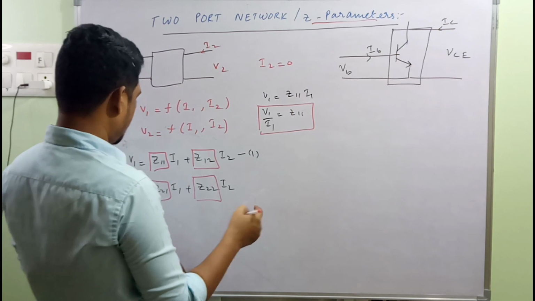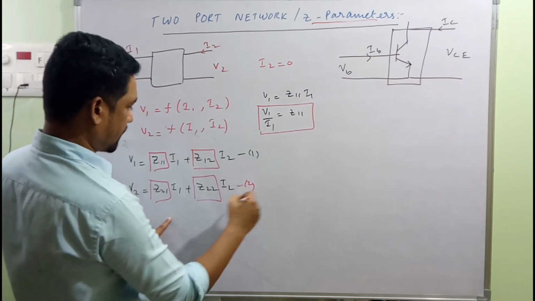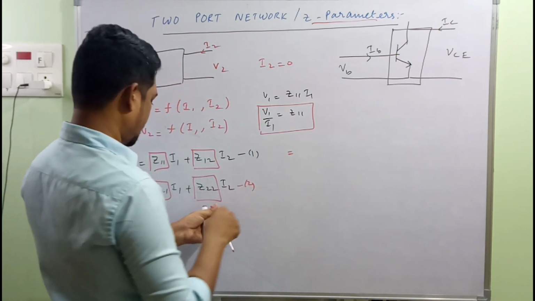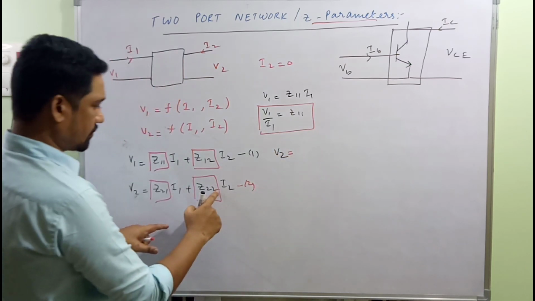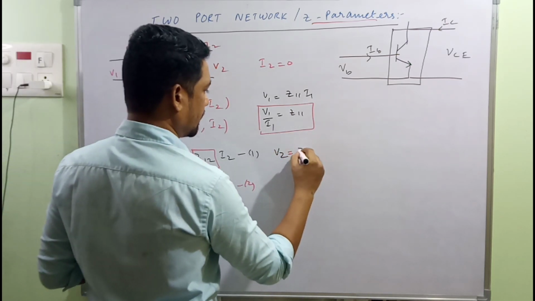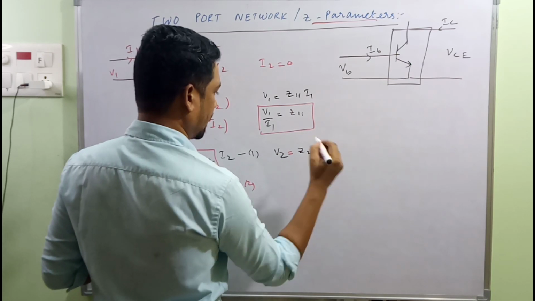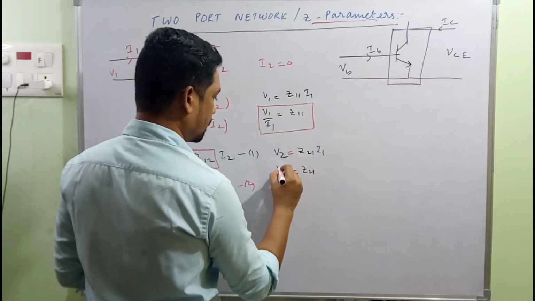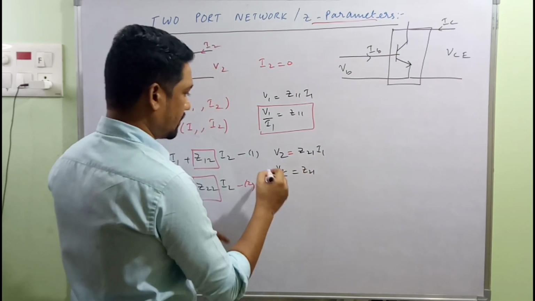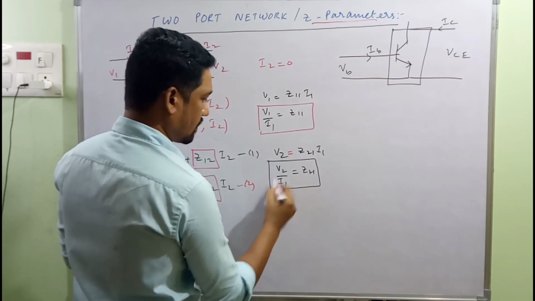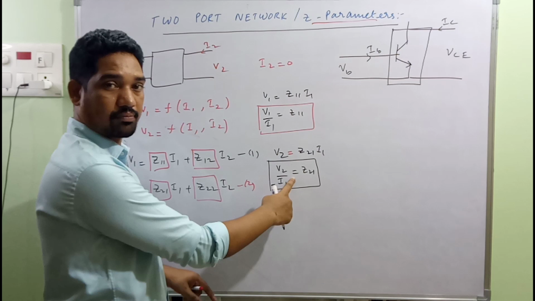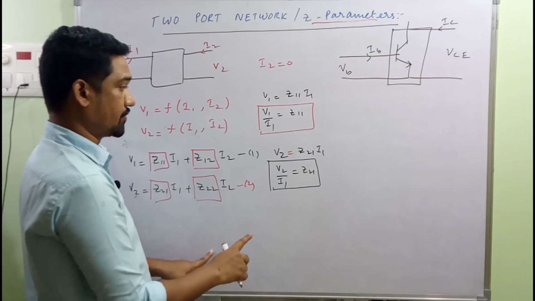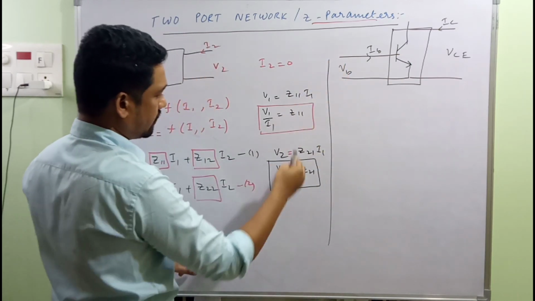On the other hand, from the second equation, equation 2, when I2 is 0, we have V2 equal to Z21 I1, from which we have the second Z parameter, Z21 is equal to V2 by I1. Guys, this is another important Z parameter, the forward transfer impedance. V2 by I1 is given the name forward transfer impedance. These are evaluated for I2 equal to 0.